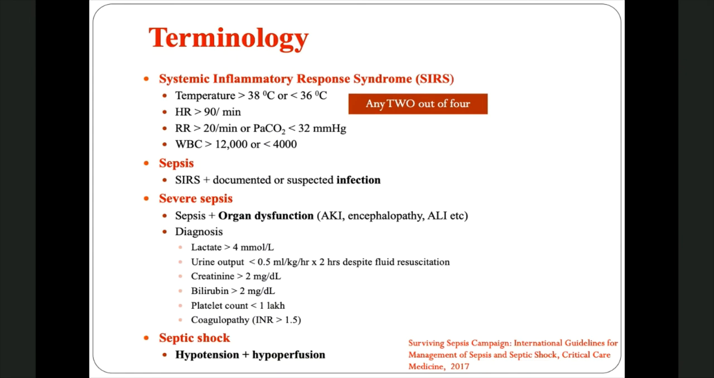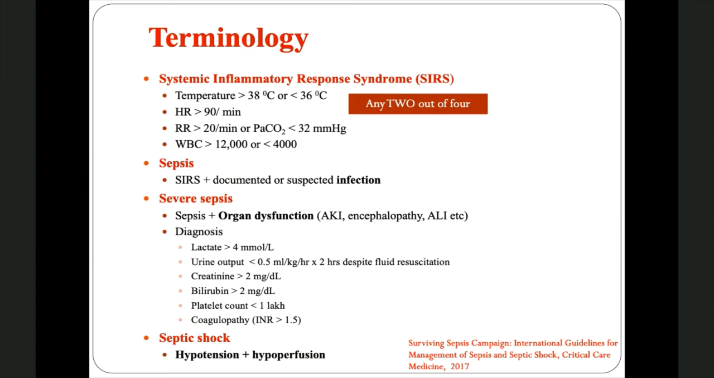So SIRS is either temperature raised or hypothermia, heart rate more than 90 per minute, respiratory rate more than 20 per minute, or PaCO2 less than 32, WBC leukocytosis or leukopenia. Any two of these four is SIRS, systemic inflammatory response syndrome. Sepsis is whenever there is documented or suspected infection along with these parameters.